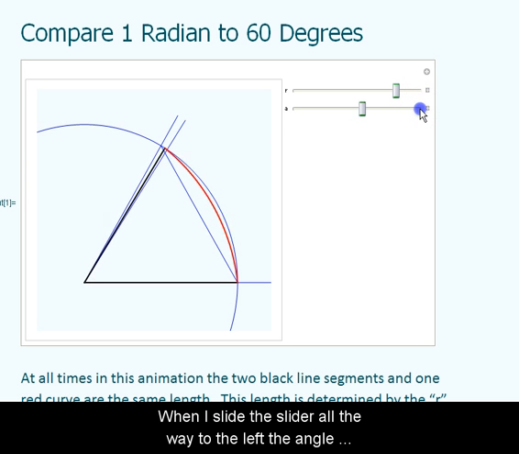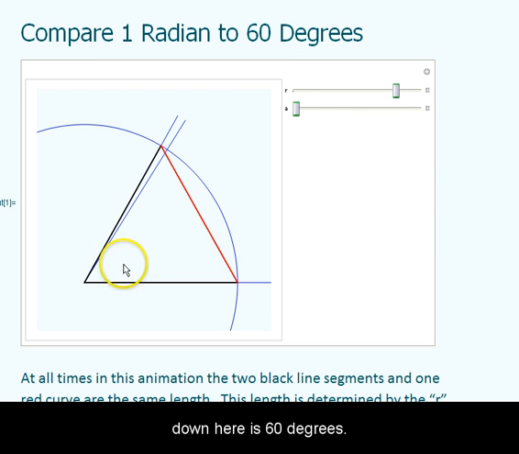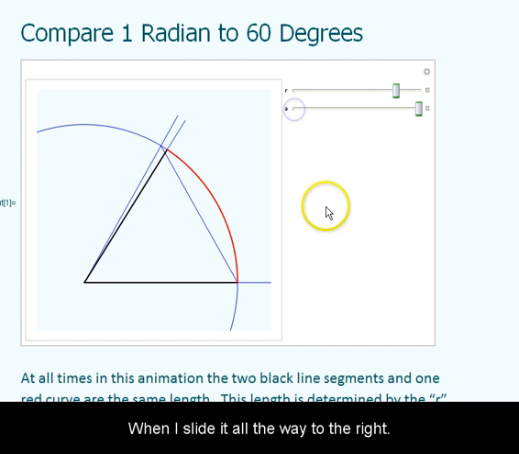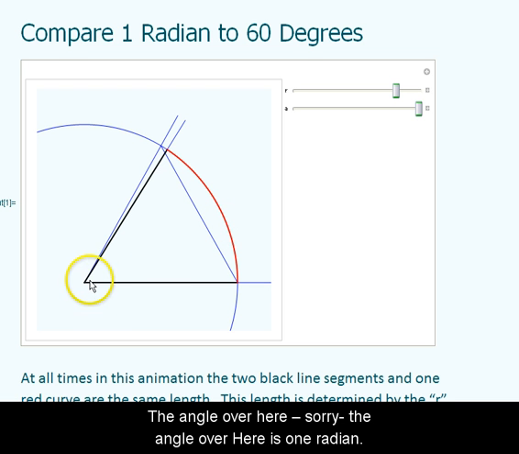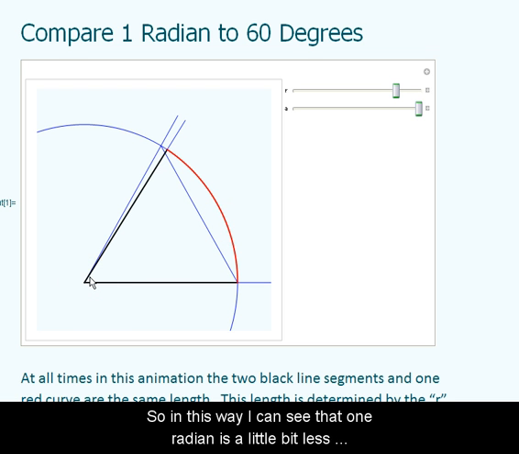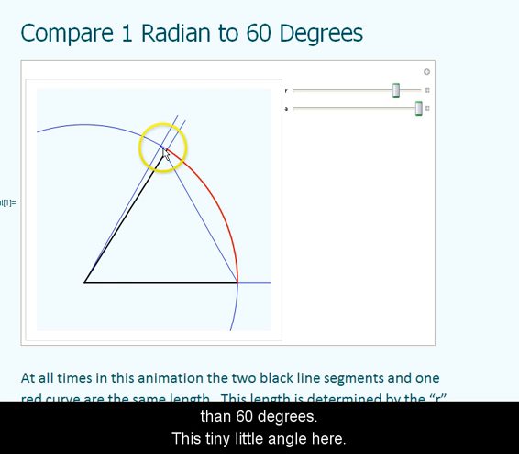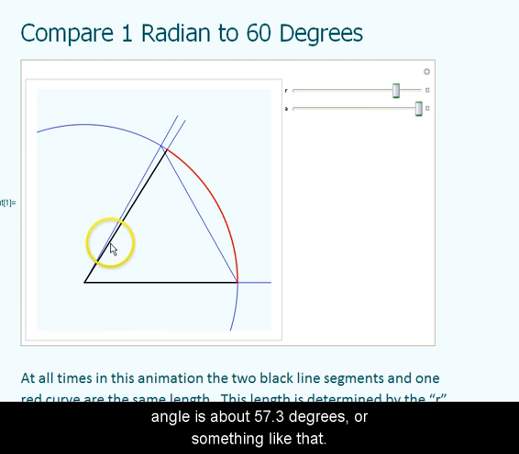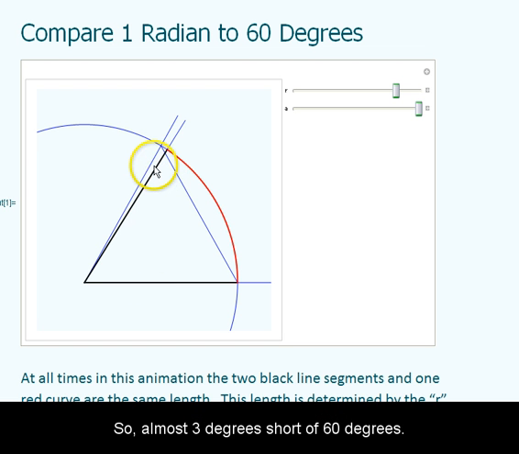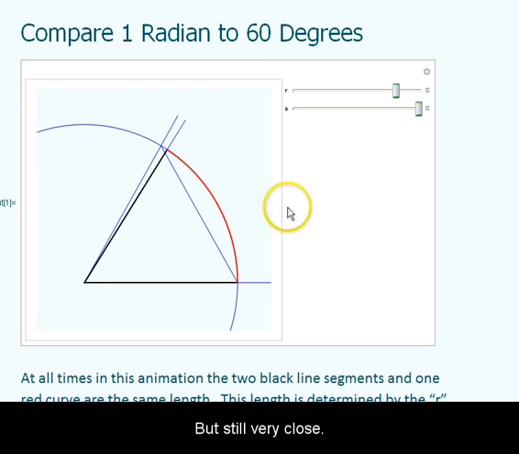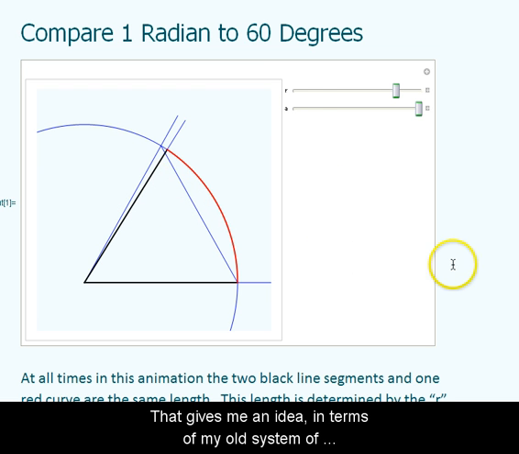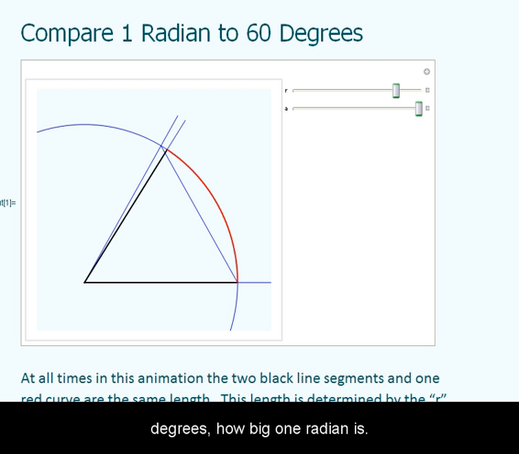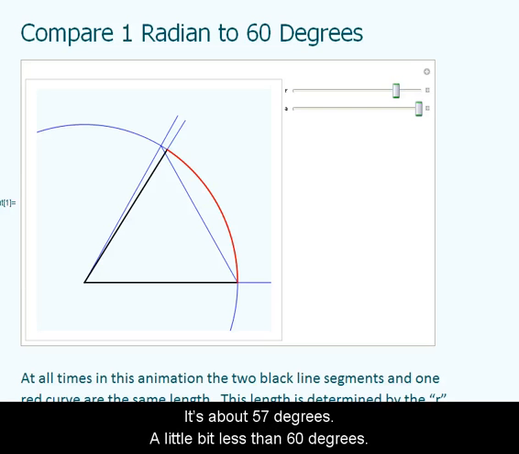When I slide the slider all the way to the left, the angle down here is 60 degrees. When I slide it all the way to the right, the angle over here is 1 radian. So in this way I can see that 1 radian is a little bit less than 60 degrees, this tiny little angle here. It turns out, and we'll see this in a later video, that this angle is about 57.3 degrees or something like that. So almost 3 degrees short of 60 degrees, but still very close. That gives me an idea, in terms of my old system of degrees, of how big 1 radian is. It's about 57 degrees, right? A little bit less than 60.